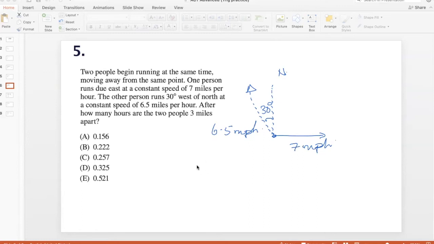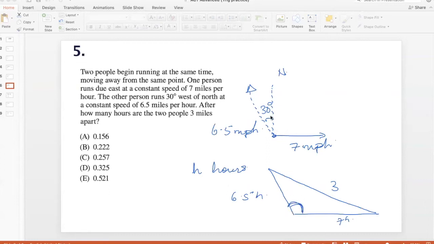So let's say that they are 3 miles apart after h hours, right? So this person has run 6.5h distance, and this person has run 7h distance. And this distance between their positions is 3. Now, this question is different from that earlier question about the bridge length, because here we are only given one angle, right? This is 90 plus 30, so this angle is 120.